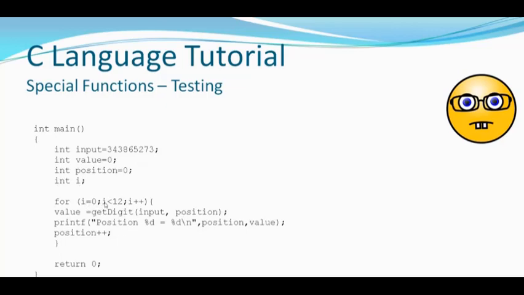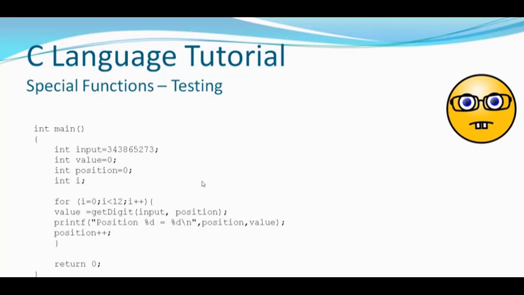Now in the for loop, I've set it to do 12 iterations, although we only have, I think it's 1, 2, 3, 4, 5, 6, 7, 8, 9. We only have 9 digits. I've set this to 12. That means it's going to overrun.